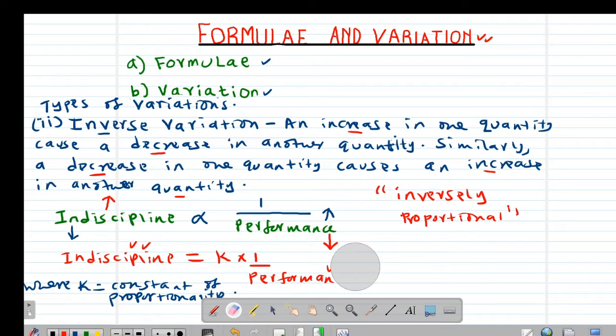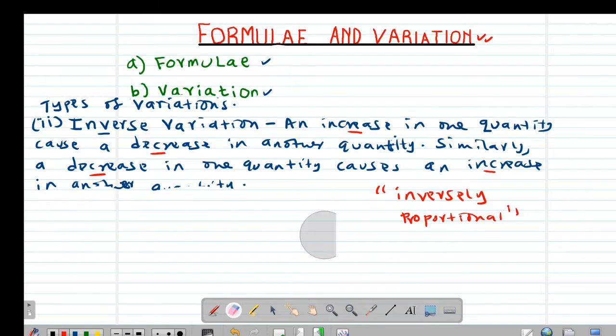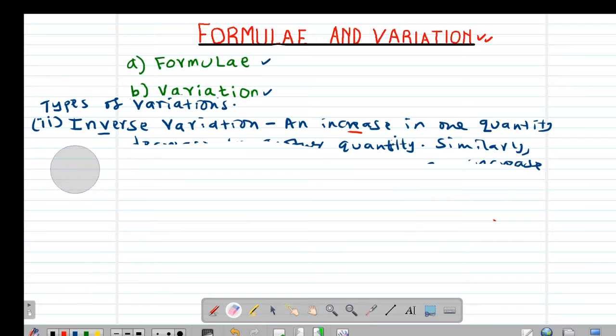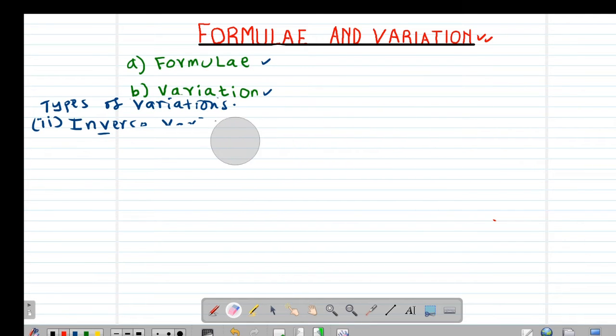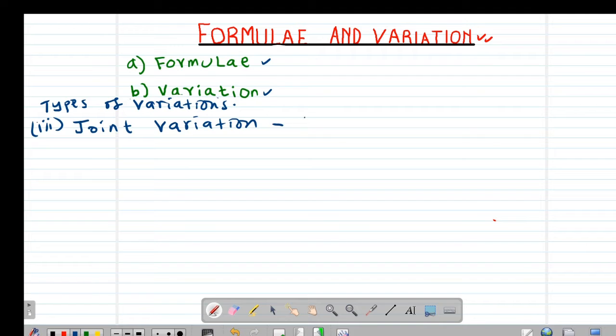Now, the third type of variation is what we call joint variation, which is simply a combination of inverse and direct or any other types of variation. So joint variation is our third type of variation.